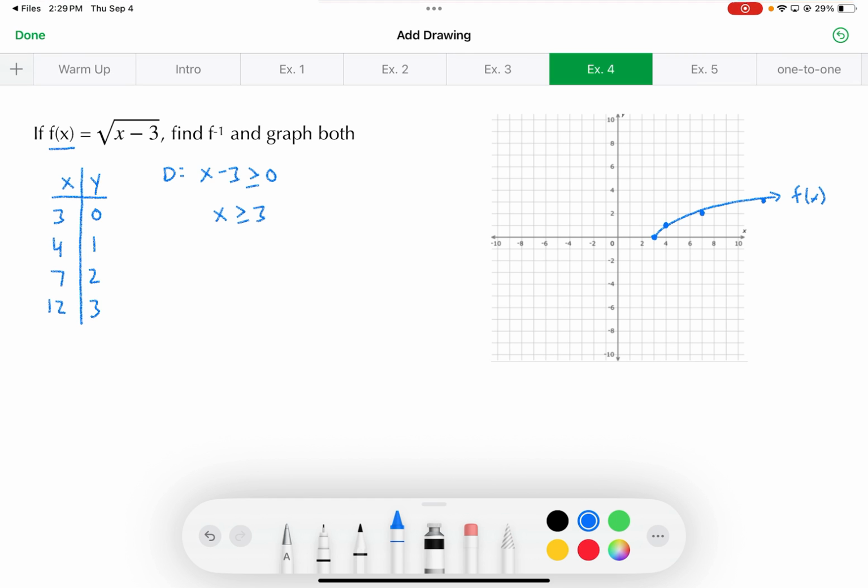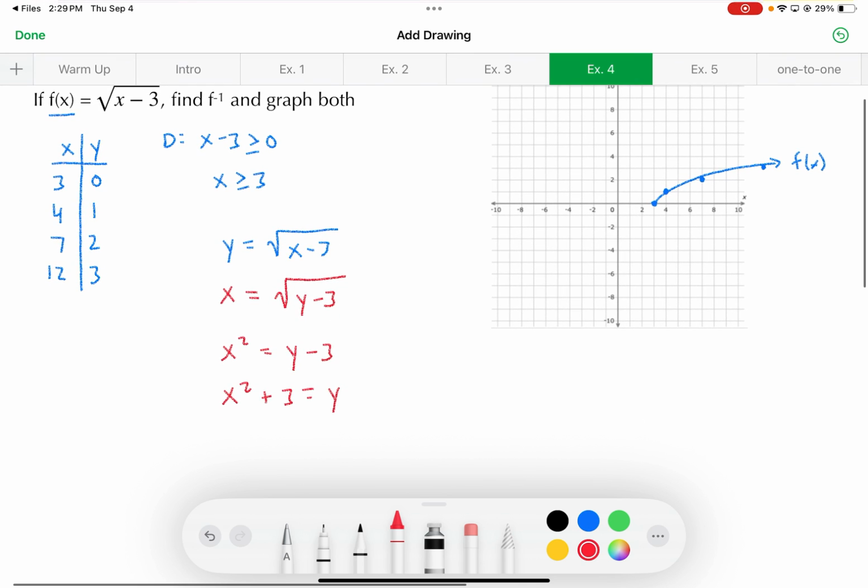All right, so now we are going to try to find the equation of the inverse. So once again, the original is y equals the square root of x minus 3. We're going to switch x and y. We're going to square both sides. That's going to give me x squared equals y minus 3. X squared plus 3 equals y. Or use inverse notation.